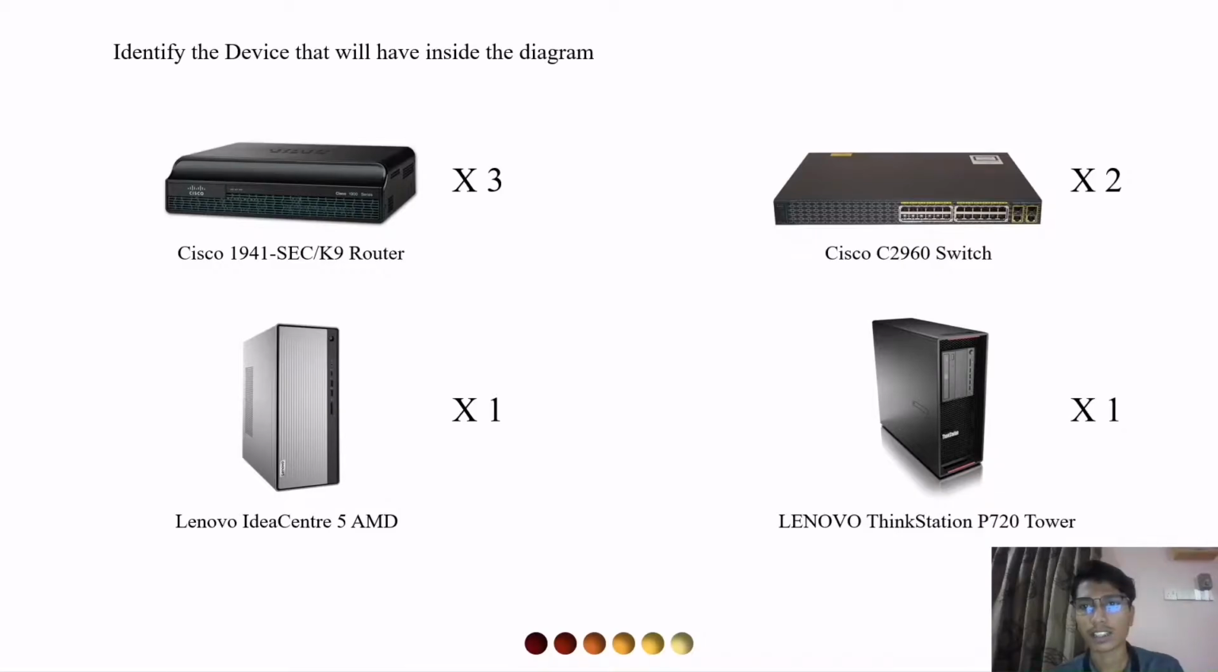Second one is Cisco C2960 switches, which we got two in our diagram. And we got a Lenovo IdeaCentre 5 AMD PC, one in our diagram, and the other is Lenovo ThinkStation P720 Tower, which is the server. We got one also in the diagram.